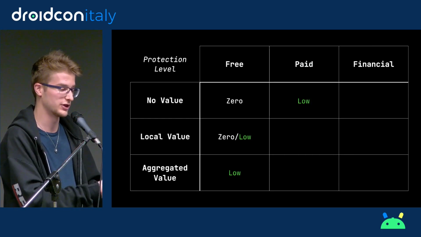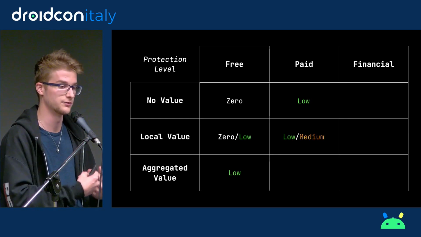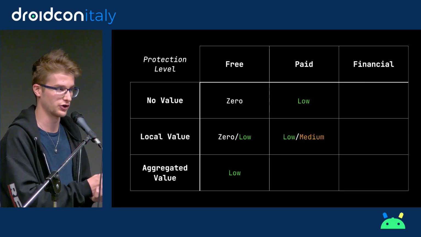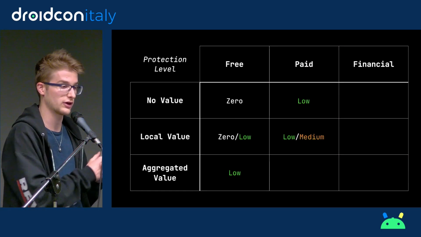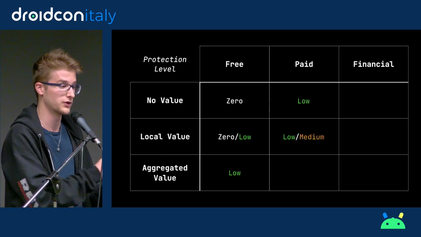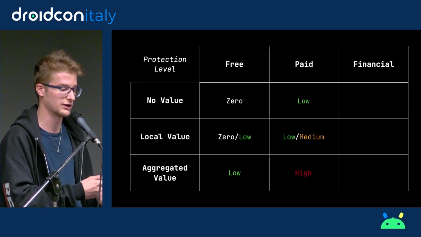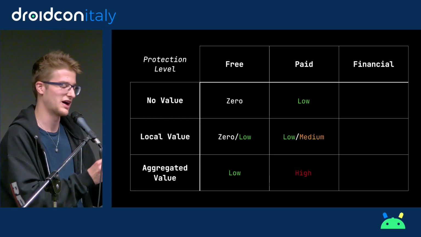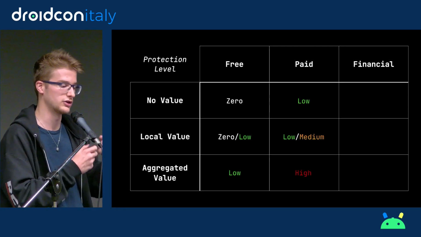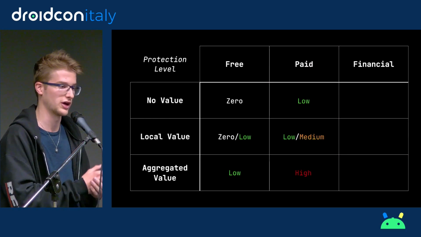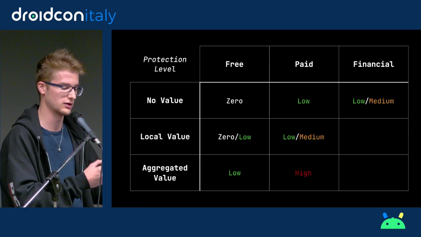If you have a paid application, even if you don't have value, if you have local value, you may want to put some stronger security mechanisms because you're still paying and you need to check for your licenses and you need to protect the software that you're trying to do. And if you have aggregated value, you may want to have higher protection standards because you have not only your paid software to protect, but you also have your backend services, which should be protected as well.